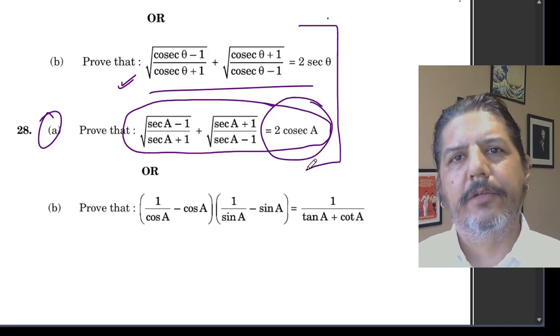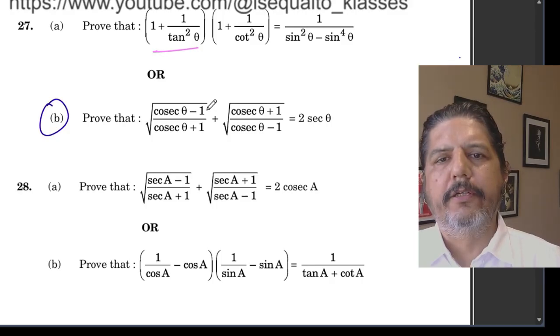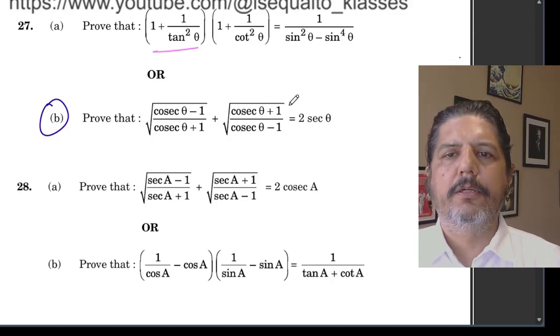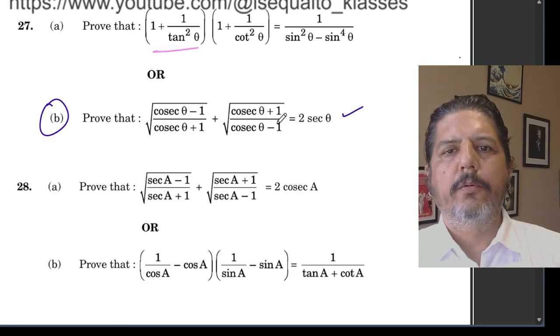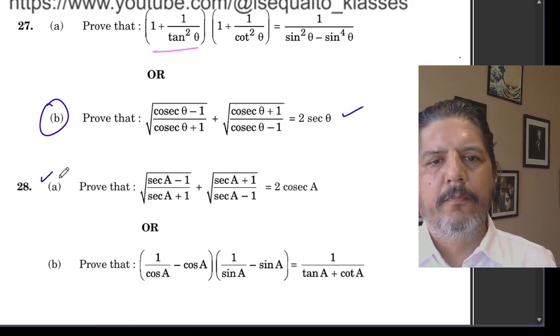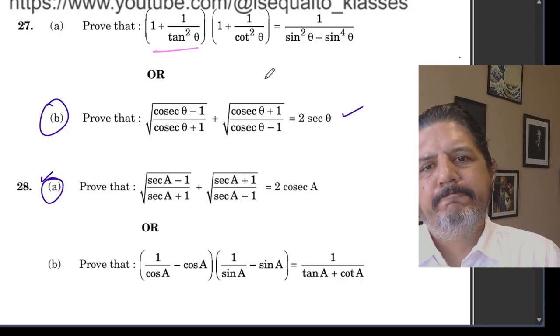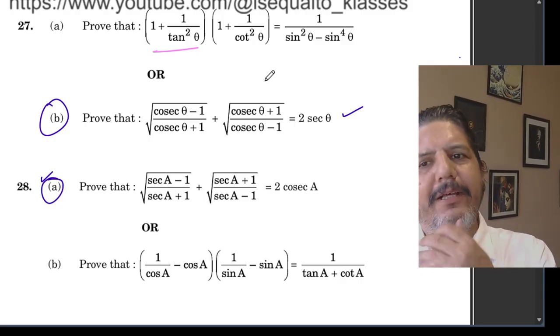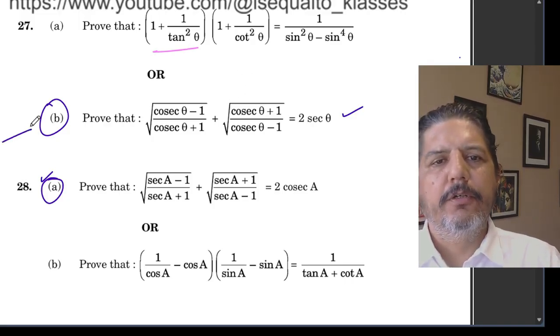So let's move to the next question. Cosec theta minus 1 upon cosec theta plus 1, plus cosec theta plus 1 upon cosec theta minus 1, is equal to 2 secant theta. Now, the interesting thing is this question and the next question, they are almost the same, and they look very dangerous, but they are pretty simple questions. So let's start doing them. So first, we'll start with this.